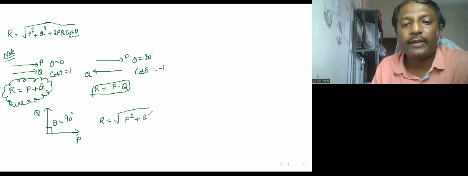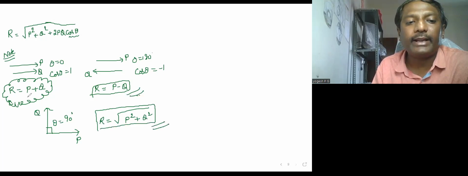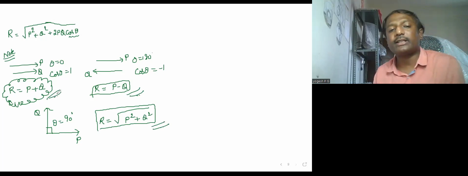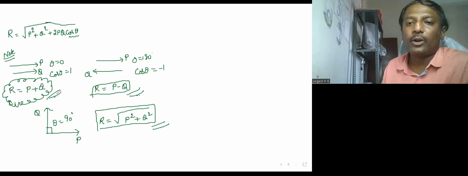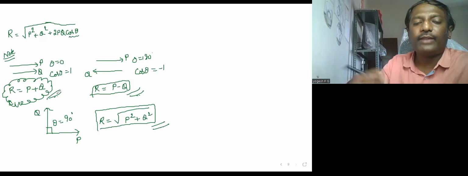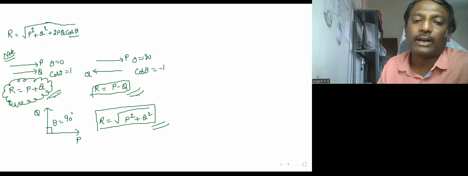Very good. So please try to remember these 3 formulas, students. It must be in your mind always. If two vectors are in the same direction, just add up. If they are in the opposite direction, just subtract. If they are perpendicular, take the root of P squared plus Q squared.